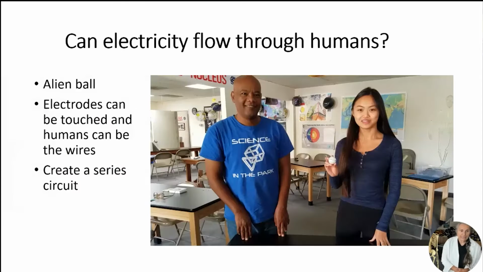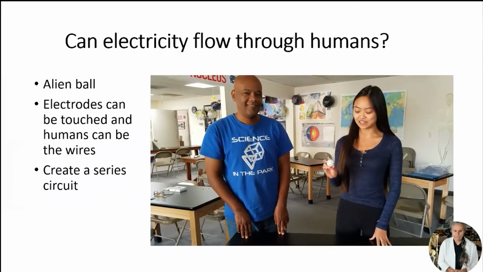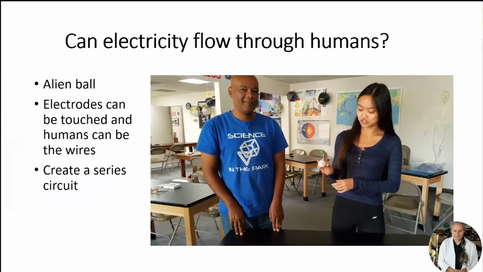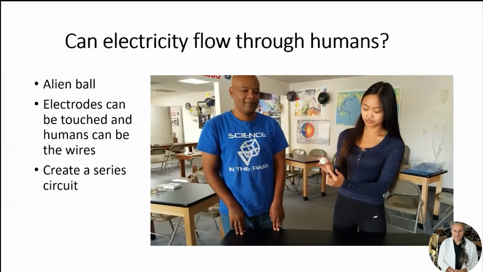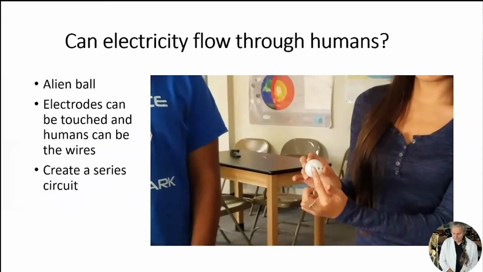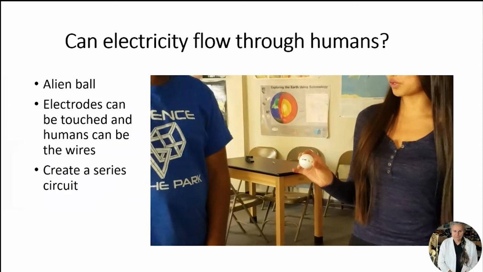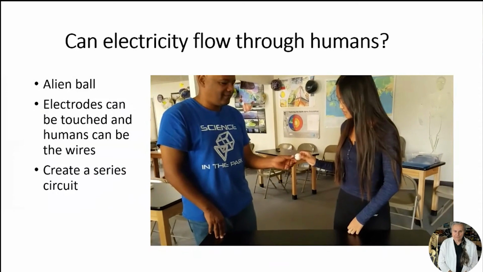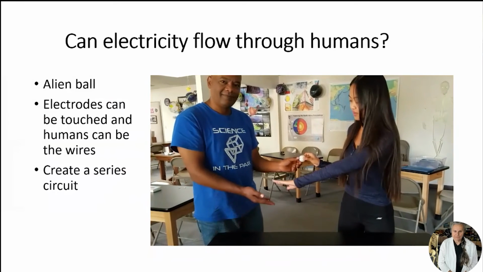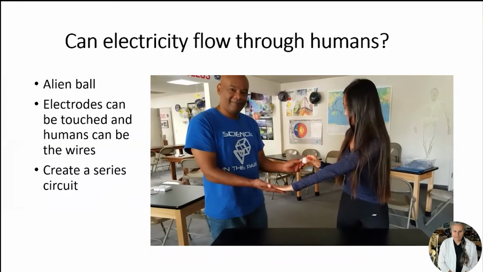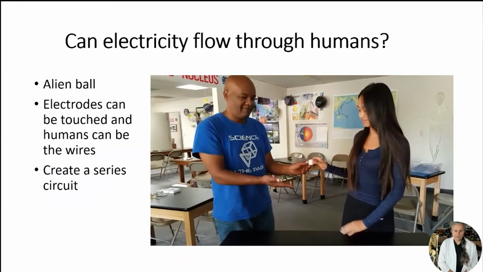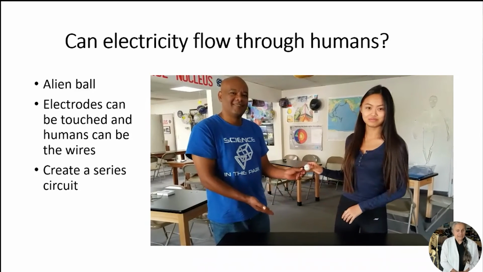Now, can electricity flow through humans? Let's look. Phoebe's going to use Hagos as a guinea pig. This right here is an alien ball, and they do some pretty weird things. If I put my finger on the metal part here, and then touch the other end, it goes off. And now we can see if it works with another person. So nothing happens, but if we connect. What Phoebe was demonstrating here is that electrons are all around us and we can create a circuit.